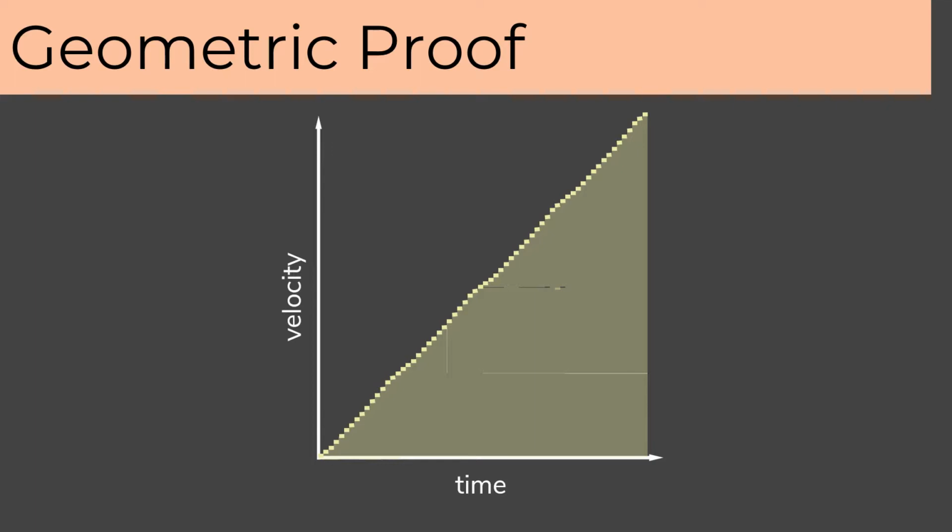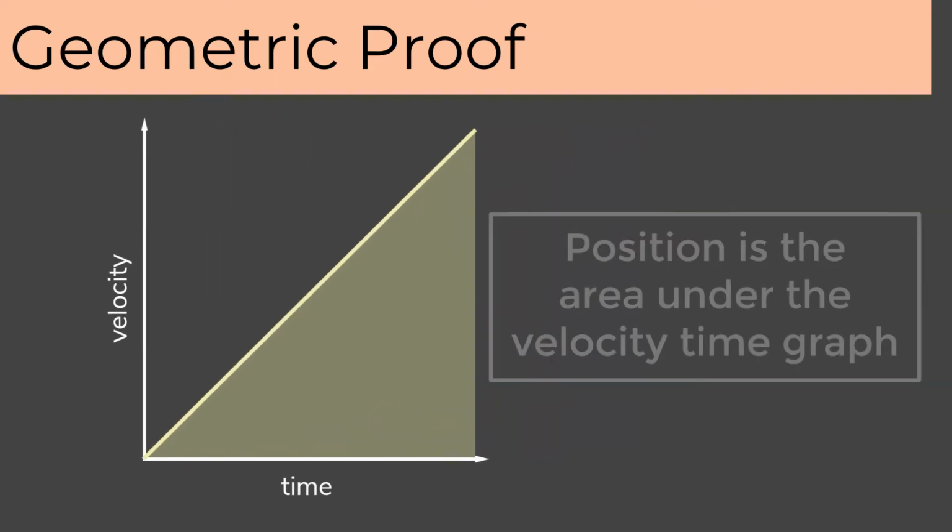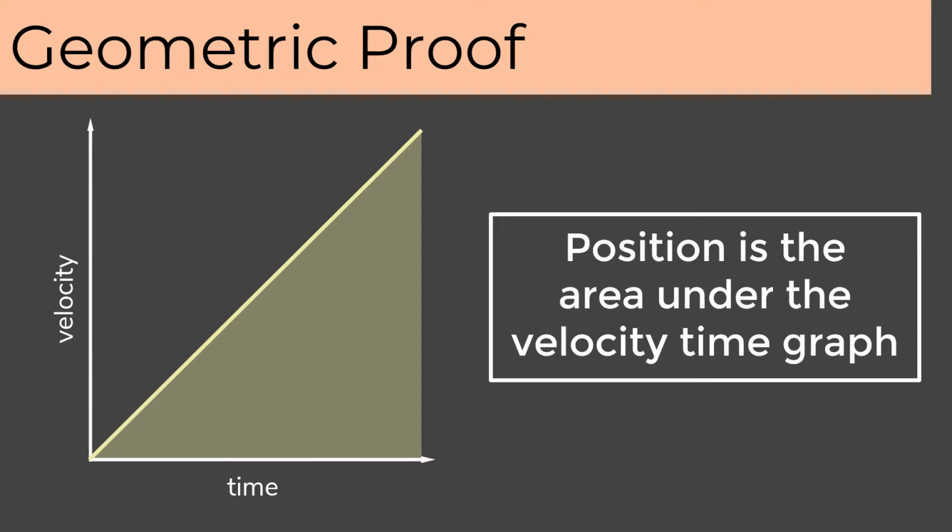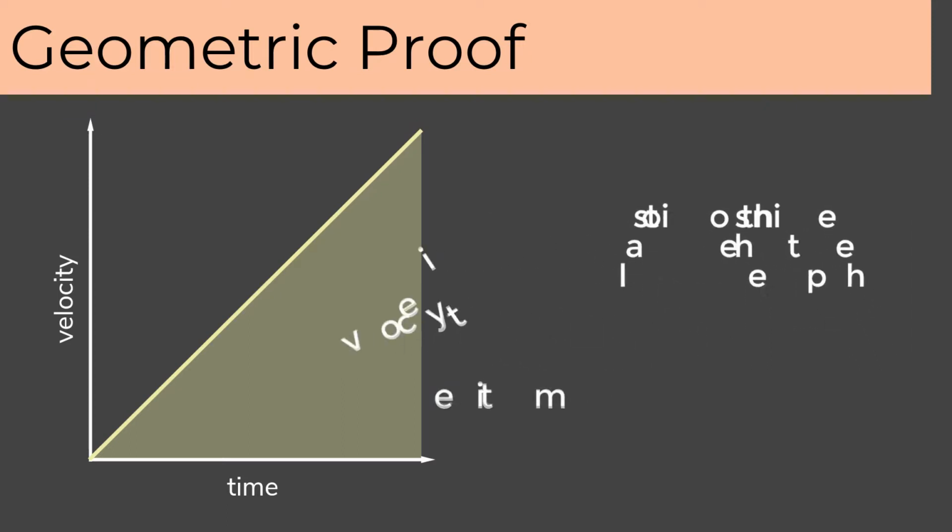Instead of adding up the area of each individual bar, we can add up the area of the triangle, or the imagined triangle, and it will give us an accurate approximation. The more often velocity changes, the more accurate this approximation is. Therefore, if velocity is constantly changing, we can represent it as a triangle. To sum it up, position is the area under the velocity time graph. We will use this key concept to derive the kinematic equations.